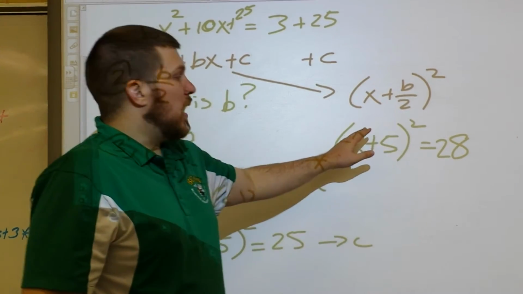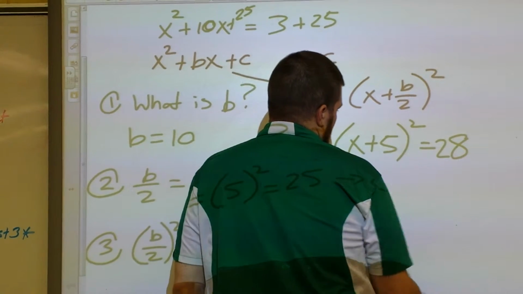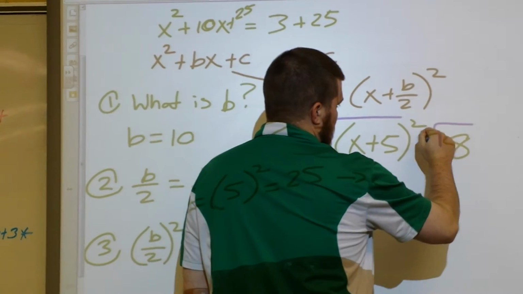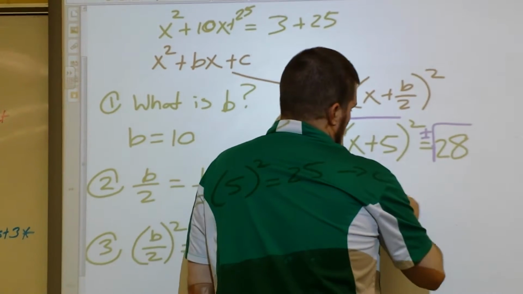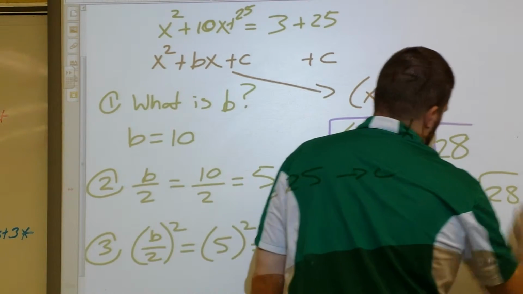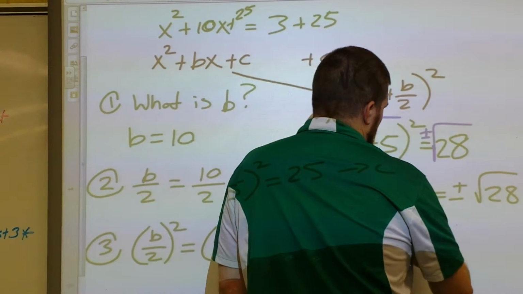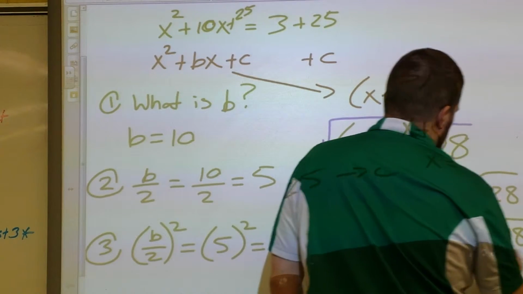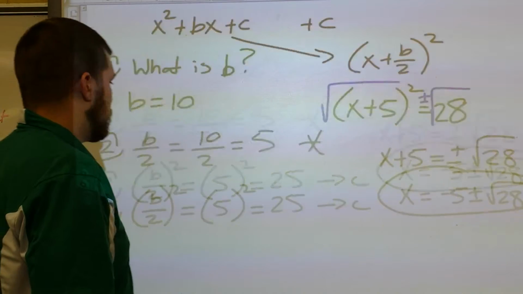Okay, so now I have x plus 5 squared, and I need to get rid of the square, so I want to take the square root on both sides. But remember, when I take the square root, since my power was even, I need to consider plus or minus. So I just have x plus 5 equals plus or minus the square root of 28. I want to get x by itself, so subtract 5 from each side. So x equals negative 5 plus or minus the square root of 28. You can leave your answer like that because I have x by itself.